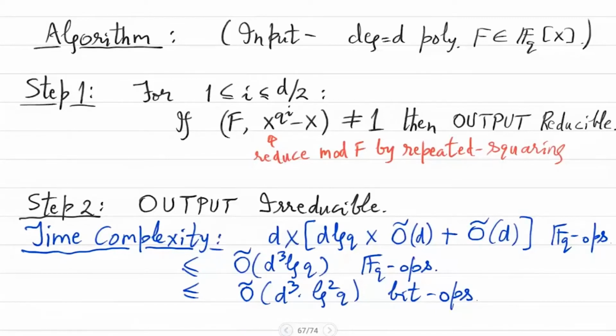Mod f. So you only need its value modulo f because you only want to compute the GCD. So if you find some i such that the GCD is not 1, then you will output that f is reducible. Otherwise, if you have checked for all i, then you will deduce irreducibility. So this is essentially a cubic time algorithm. So all the way down to bit operations, this is a very efficient, fast algorithm. In fact, this is the only algorithm you can think of for irreducibility testing.